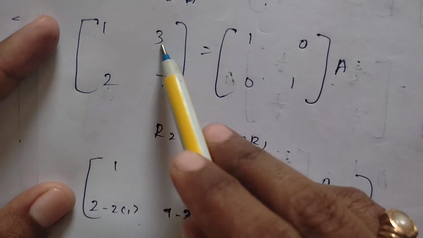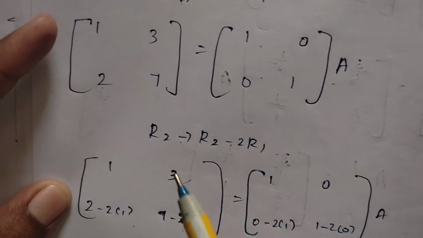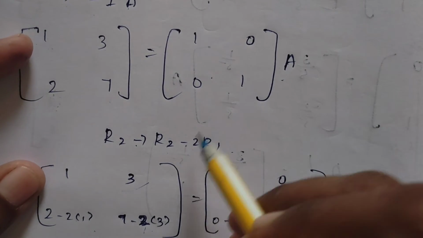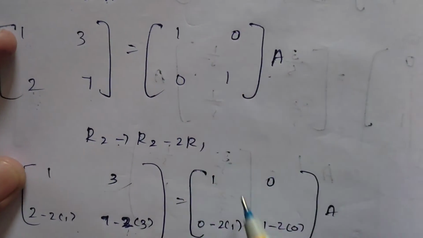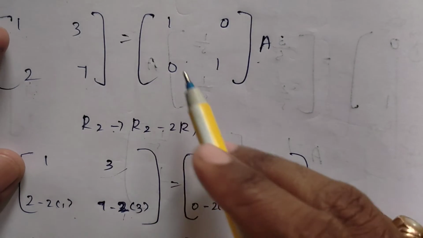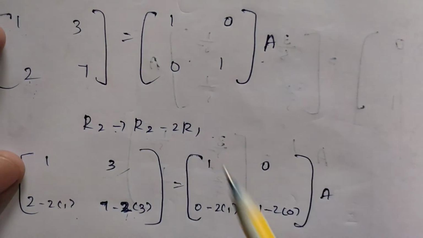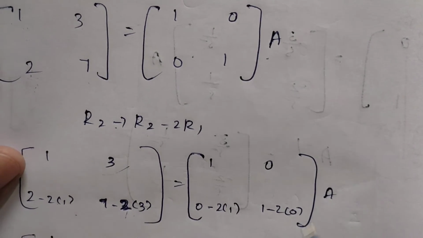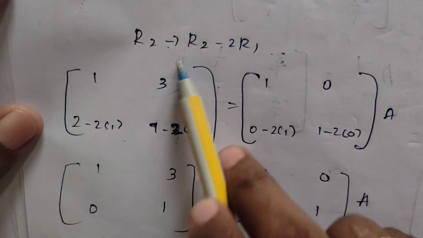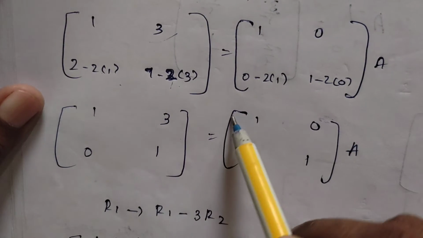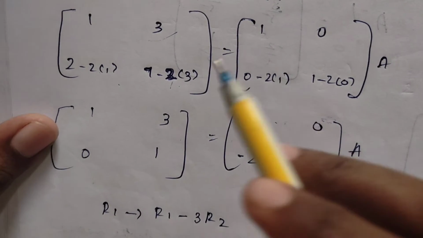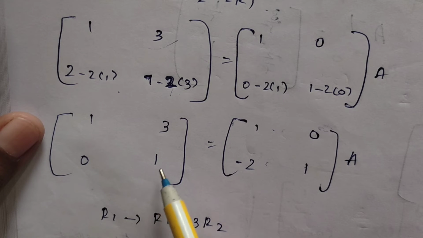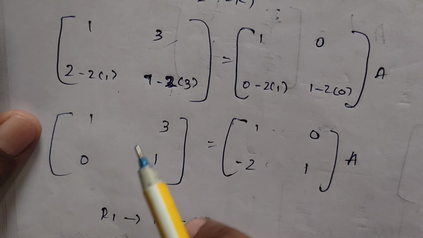7 minus 3 into 2, and on the RHS also the same operation should be applied. First row as it is, second row 0 minus 2 into 1, 1 minus 0 into A. Now [1 3; 0 1] equals [1 0; -2 1] A. The next step is you should make this element 1. Since we got this as 1, we'll move to step 4.